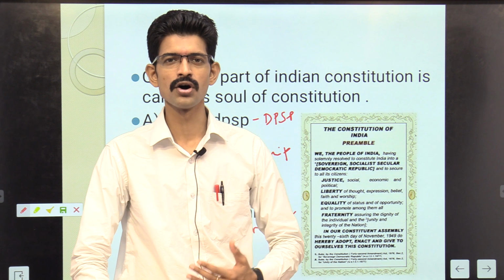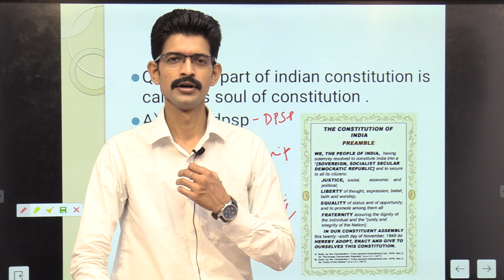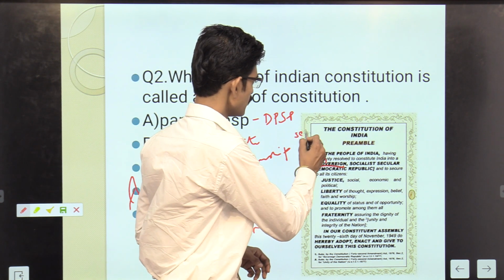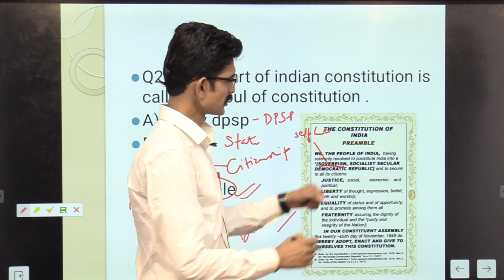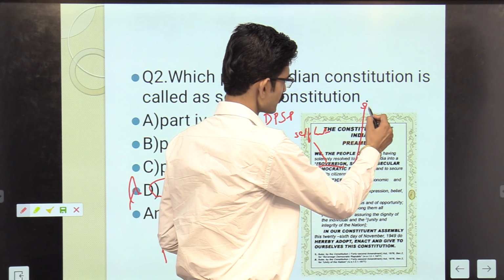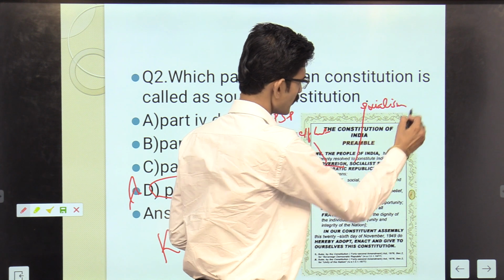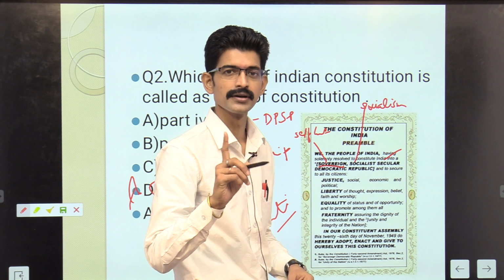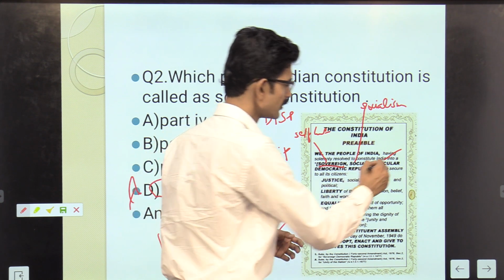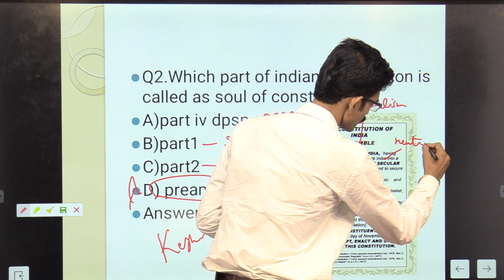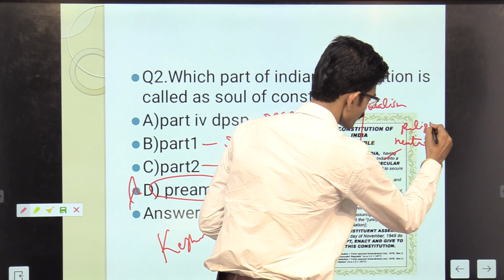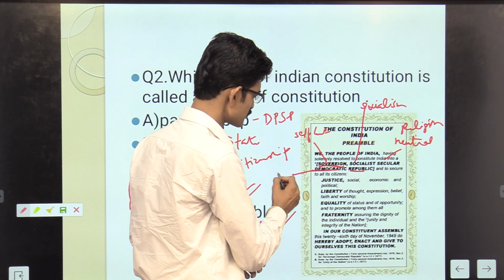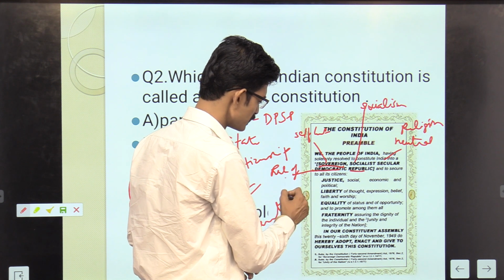having solemnly resolved to constitute India into a sovereign, that is self-governed, and socialist, that means follow the philosophy of socialism. Then secular, that means the state does not have any particular religion, rather it is neutral in its orientation. Neutral in religion. And a democratic republic. Democratic means rule of people by people's representatives.